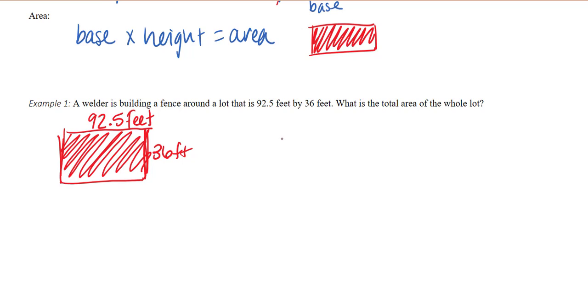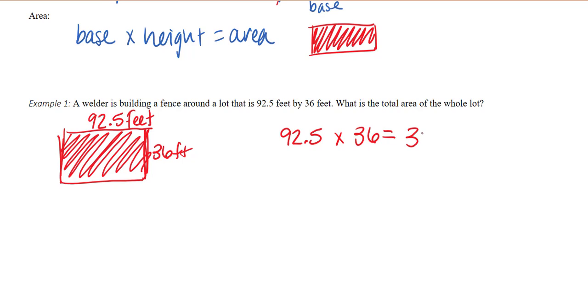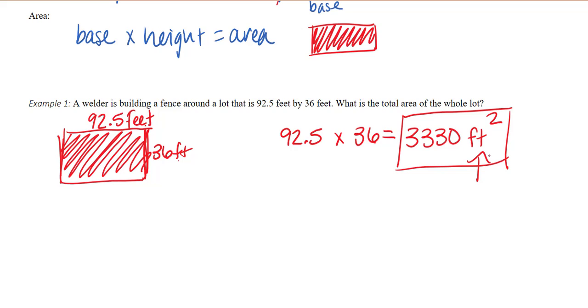So we have 92.5, and then we need to multiply by 36. So let's get our calculators out. So we go 36 times 92.5, and we get 3,330. Now, what's our units? Our units is feet times feet. So we have 2 feet, so it's feet squared. That's how we signify by the units also that it's an area, because it's feet squared.